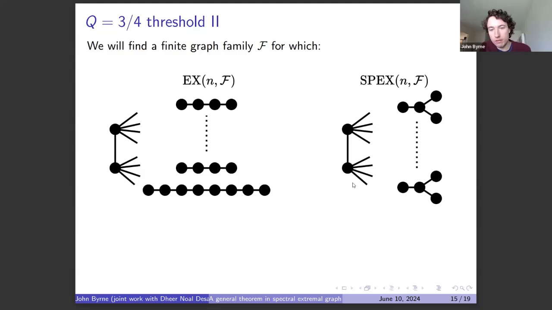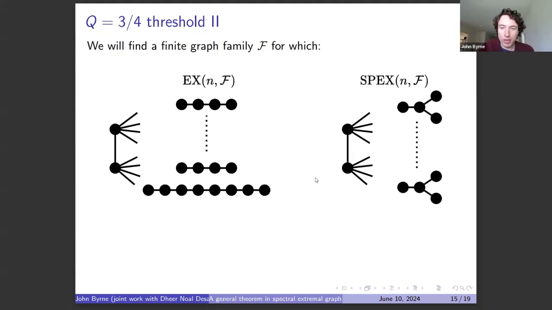A sort of intuitive reason why is that individually this star has a larger spectral radius than the path. So adding lots of copies of the star will increase the spectral radius enough to compensate for this single missing edge from the right-hand side. So the spectral radius on the right beats the one on the left by a very small amount.